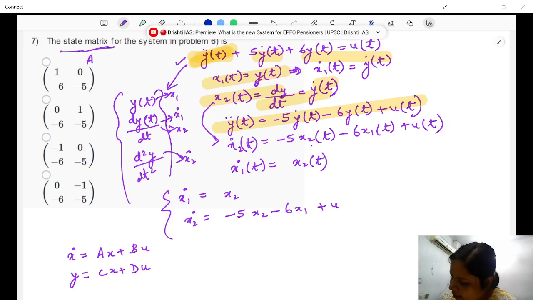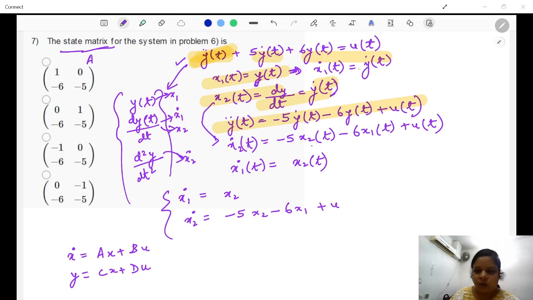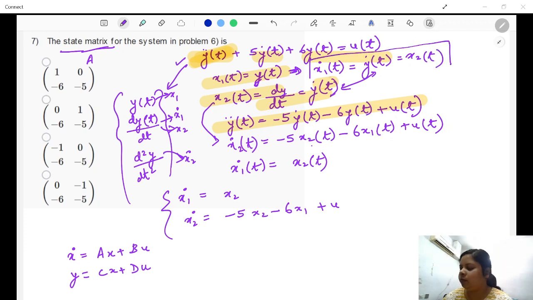So what we did here is x1(t) को y(t) के बराबर लिया, x1 dot t is equal to y dot t. Now x2(t) को dy by dt लिया, which is y dot t. Now you see both of these are equal. That means that x1 dot t is equal to x2(t). So you get an equation from here itself. So you have some relation between x1 dot and x2, which is of first order only. It is not second order anymore.